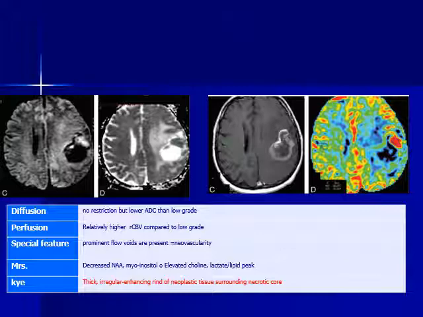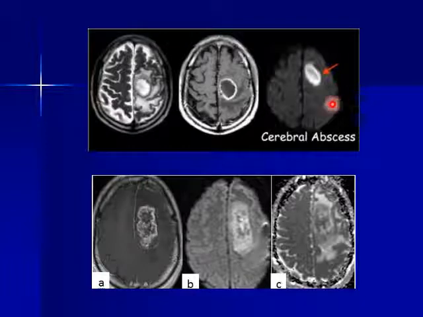If you see thick, irregular, enhancing, rind of neoplastic tissue surrounding a necrotic core in an elderly patient, please think that it could be glioblastoma multiforme. Again, this is what we have described. This is an abscess. The core is restricted, while in glioblastoma multiforme, the wall is irregular and shaggy like this, and the wall restricts while the core is not restricted in diffusion-weighted imaging.